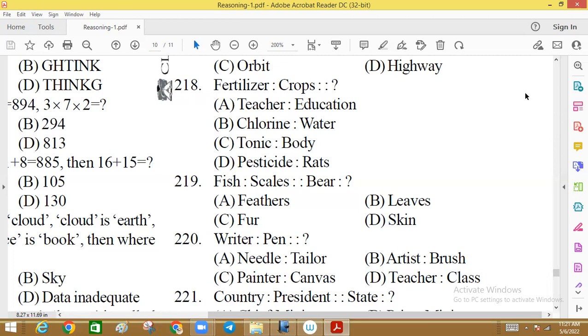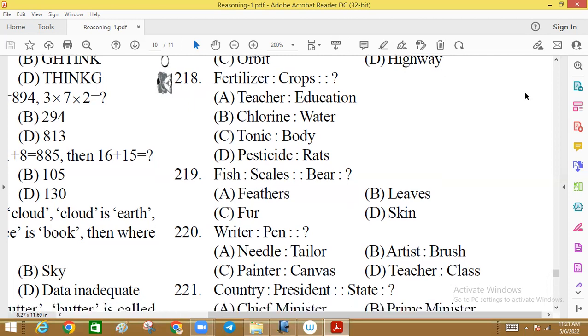It is positive for you, but not for the bacteria. In the same way, tonic and body: what is the relation? Tonic increases the productivity of the body. Don't think in a one-dimensional way. If you are not taking a tonic, no problem, you will recover very slowly, but if you take a tonic, you will recover fast. So option C is the answer. Pesticide and rat are both negatively related words.